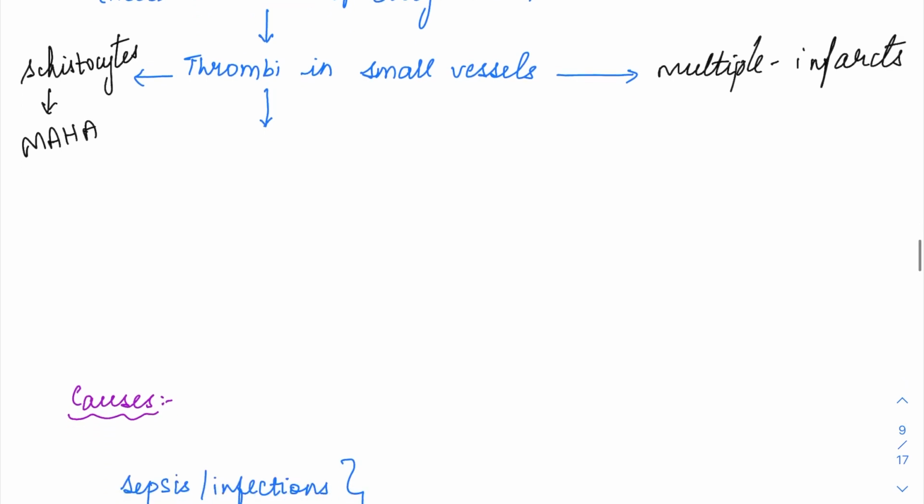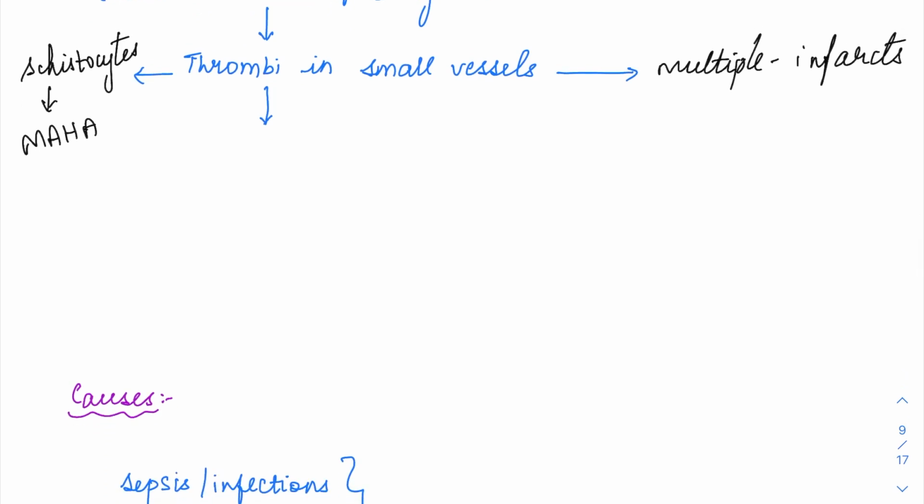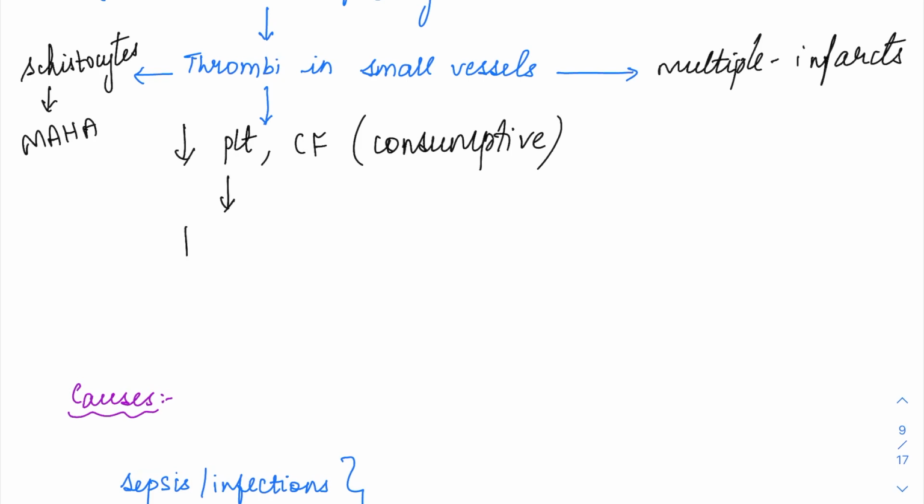Apart from that, these thrombi are going to be continuously formed because excess coagulation is being activated, right? For the formation of these thrombi, platelets are being used, and coagulation factors are also being used. So consumptive coagulopathy will happen. Platelets and clotting factors will start decreasing. When they start decreasing, it is going to result in bleeding.